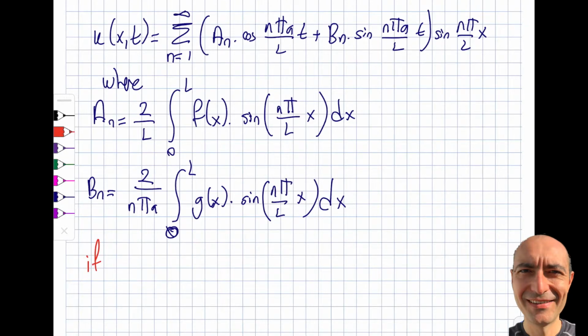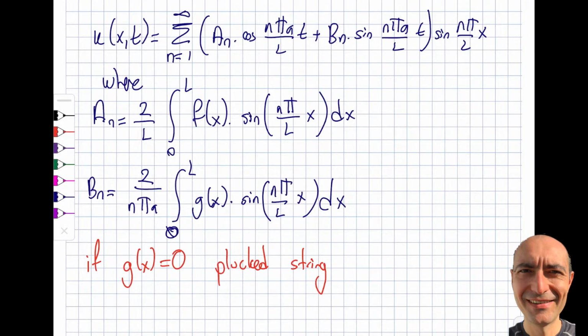If g of x is equal to 0, this is called a plucked string. So if you see this wording, it means that g of x is 0. Is this going to make your life harder or easier? Well, of course, whenever something is 0, I love it. So same thing, this bn drops out over here. Not a big deal. Some books do another analysis just to get this formula. No need. Just put bn equal to 0 in this particular case, and you're going to get a plucked string.